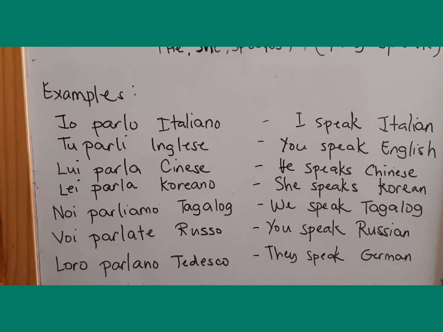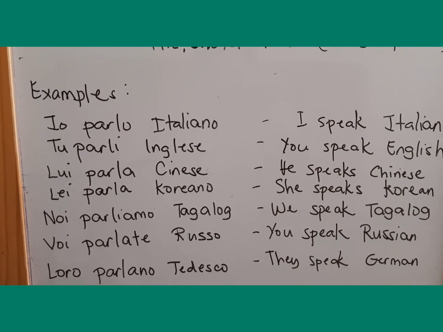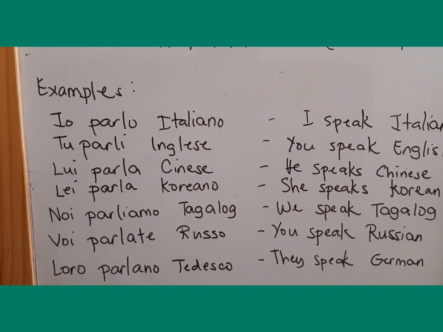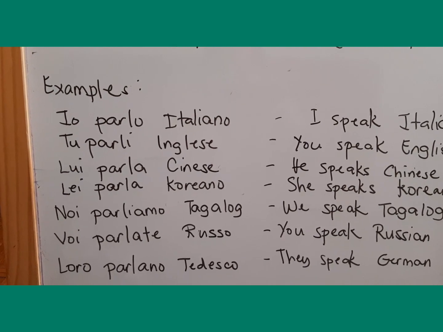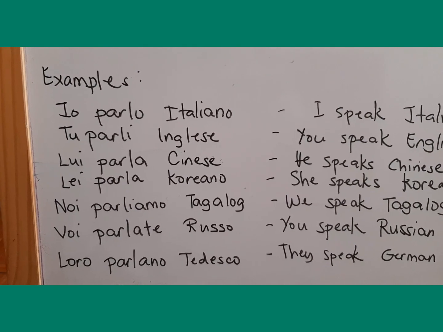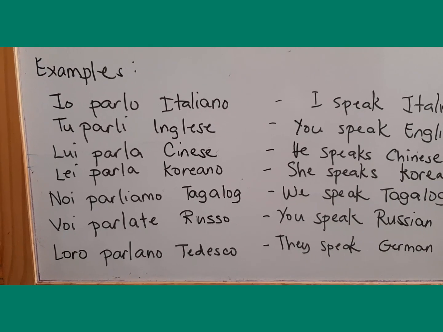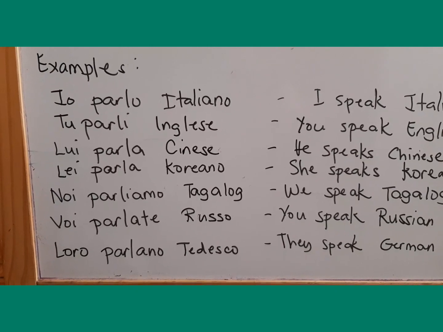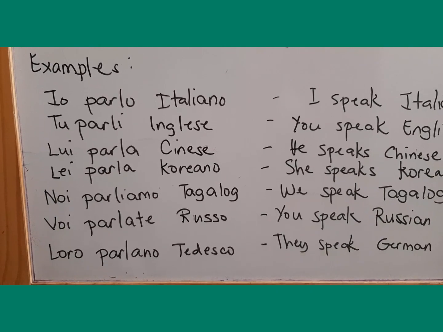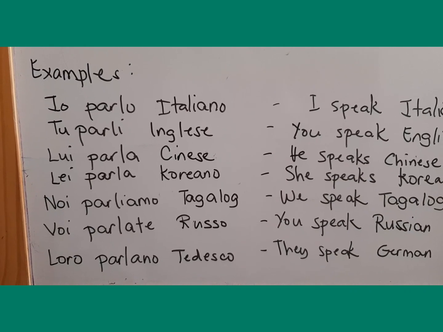Now here are some examples. Io parlo italiano. I speak Italian. Tu parli inglese. You speak English. Lui parla cinese. He speaks Chinese. Lei parla coreano. She speaks Korean. Noi parliamo Tagalog. We speak Tagalog. Voi parlate russo. You speak Russian. Loro parlano tedesco. They speak German.